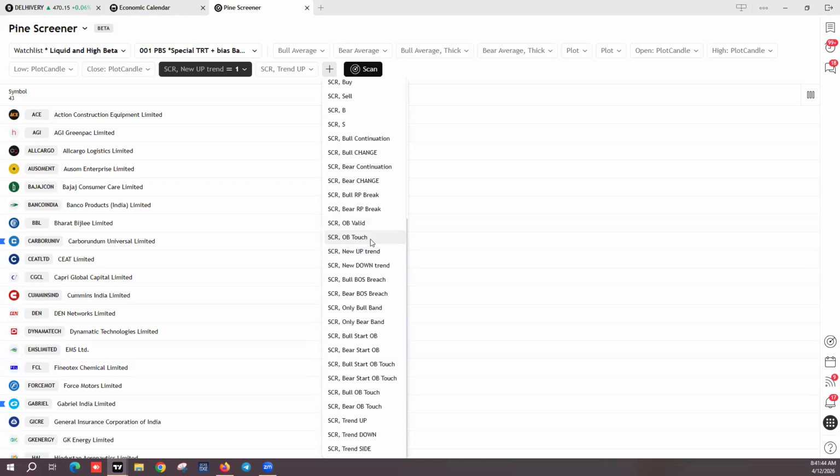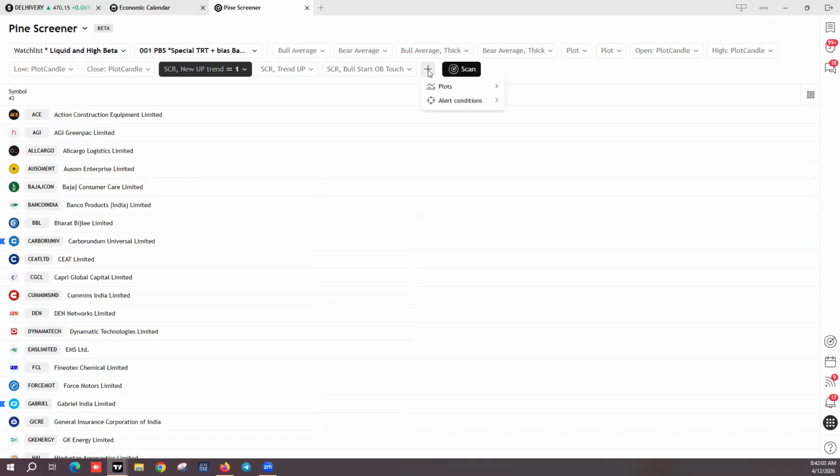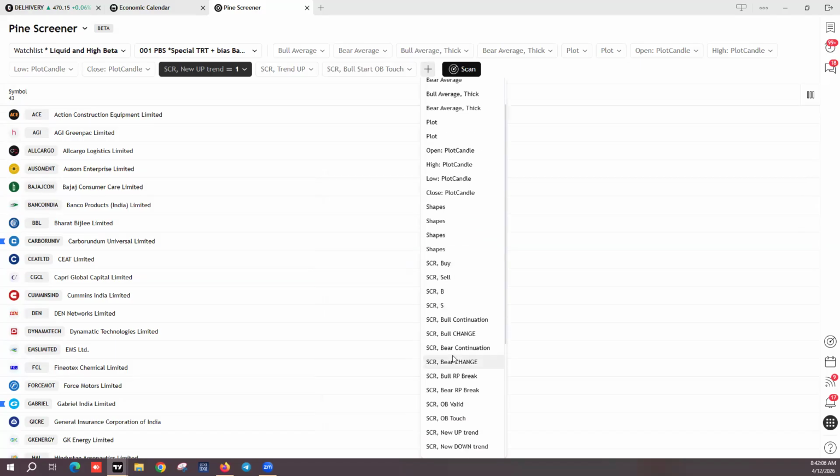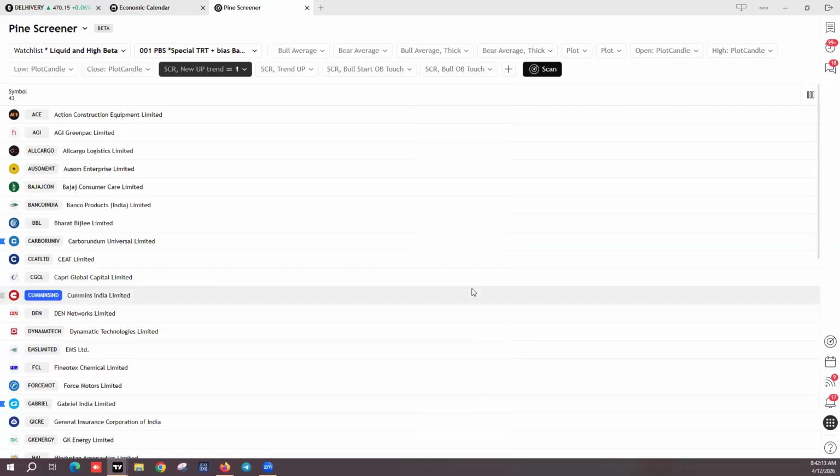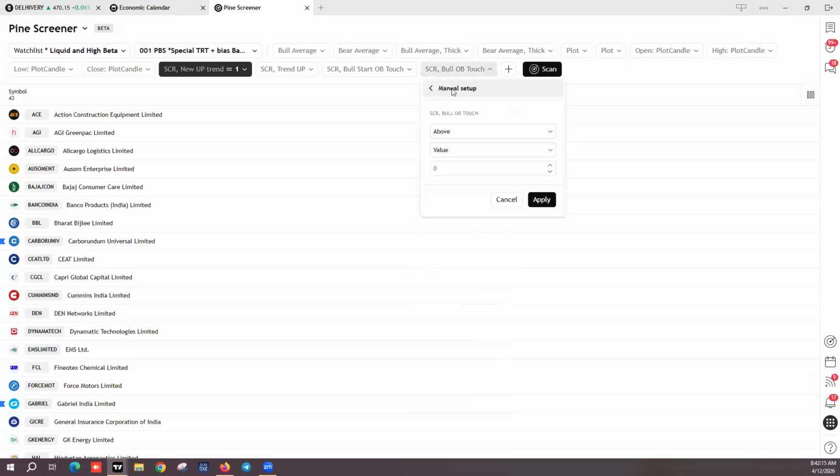New uptrend, SCR OB touch. This is bull start OB touch, bear start OB touch, bull OB touch, bear OB touch. So you can add bull start OB touch. That is the bottom, which is a Quasimodo type of area. If price touches that, it will show it. Then bull OB touch. So if we want to buy, then we have to check this. Buy in the buying area.